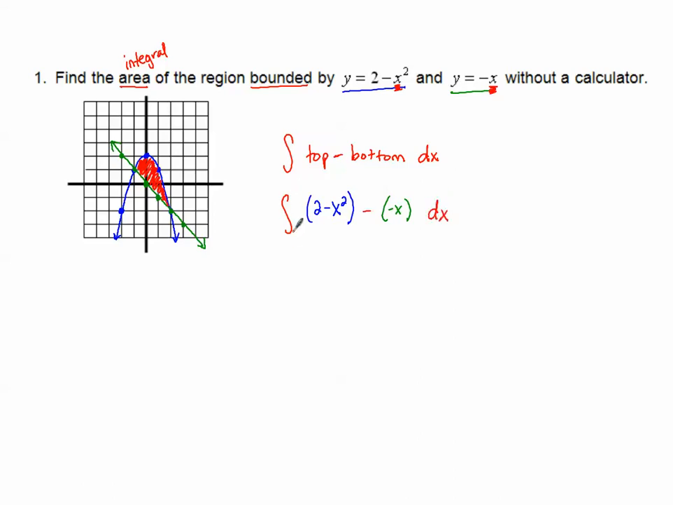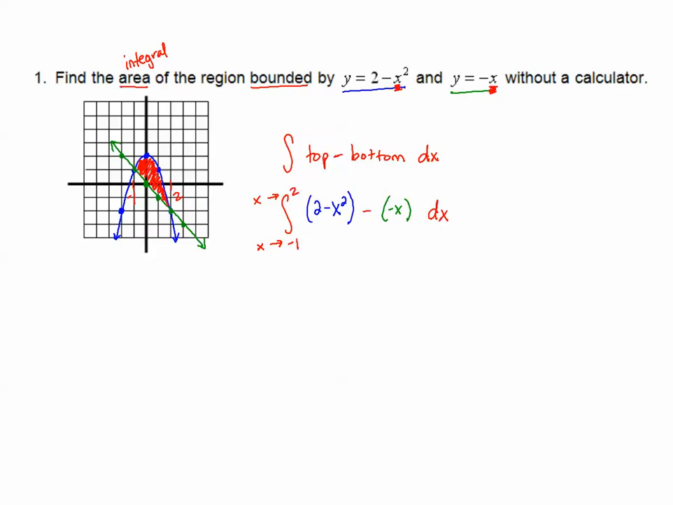Now I need to figure out where the region starts and stops. So if it's a function of x, I want these to be what x equals. These have to be what x equals. So where does it begin? At negative 1 on the x, and where does it end? At 2 on the x. So negative 1 to 2.